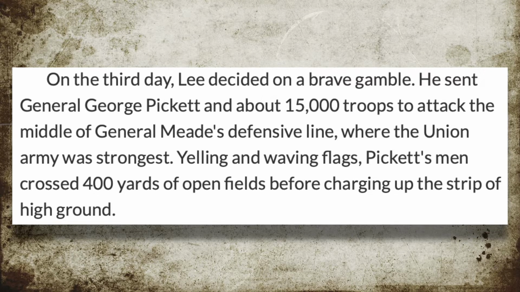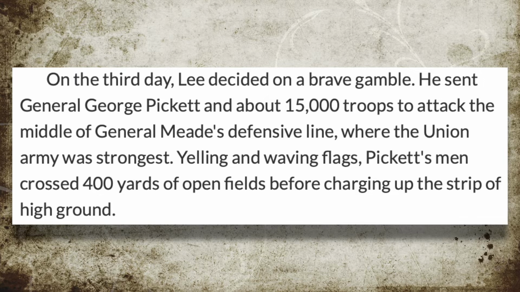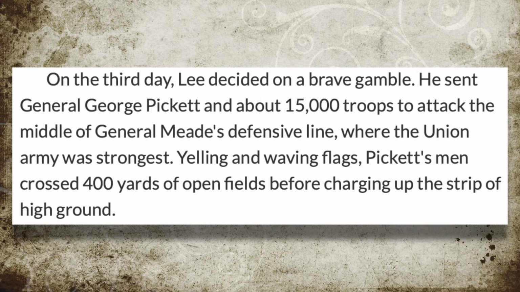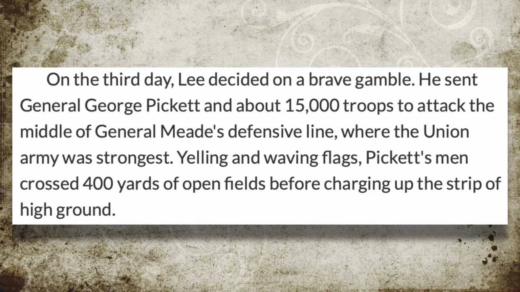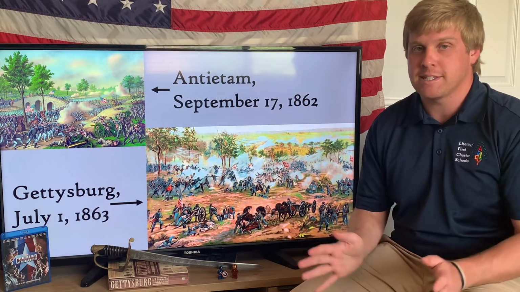He sent General George Pickett and about 15,000 troops to attack the middle of General Meade's defensive line, where the Union Army was strongest. Yelling and waving flags, Pickett's men crossed 400 yards of open fields before charging up the strip of high ground. This strategy, known as Pickett's Charge, was a massive failure.